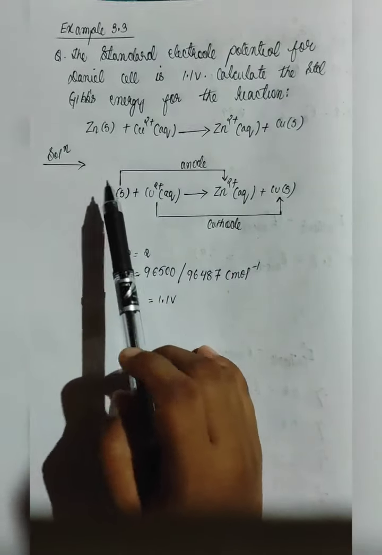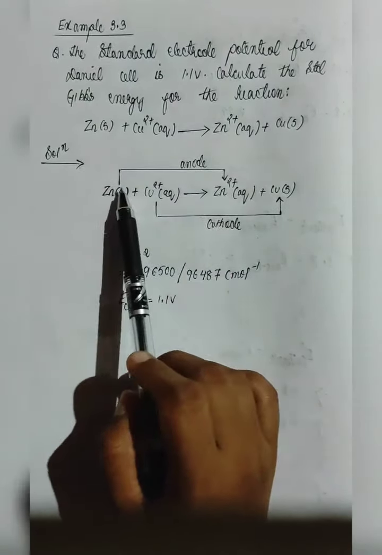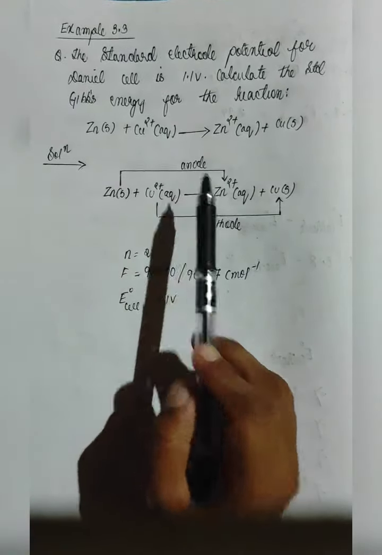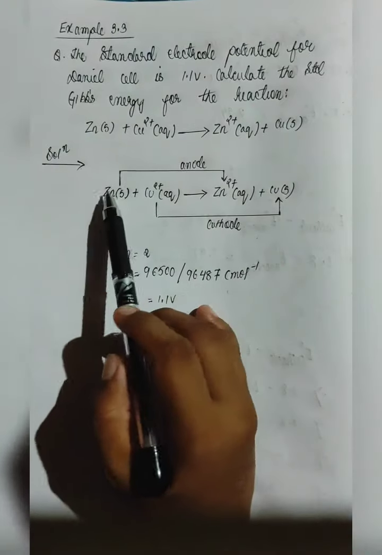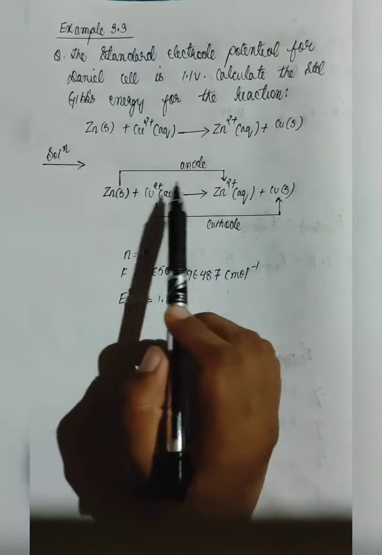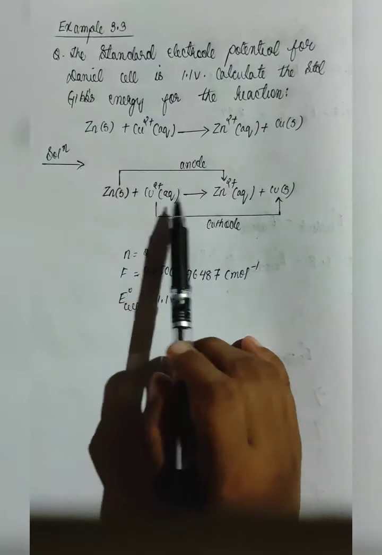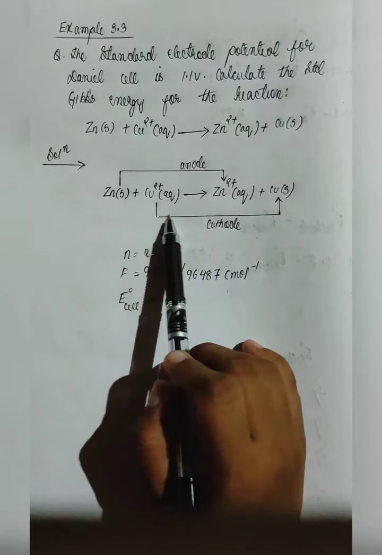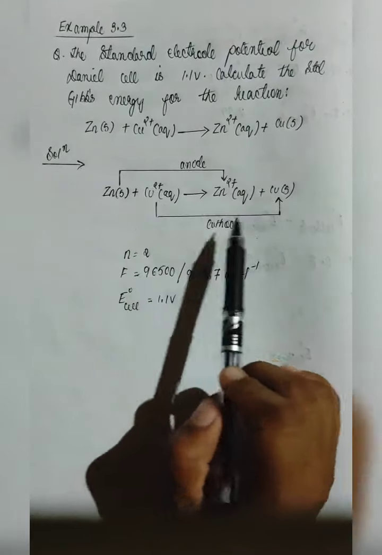The first step is to write down the reaction and to denote which is anode and which is cathode. Anode means oxidation, cathode means reduction. That means Zn converting to Zn2+ is oxidation, the oxidation number is increasing. Cu2+ converting to Cu is reduction, that means the oxidation number is decreasing.